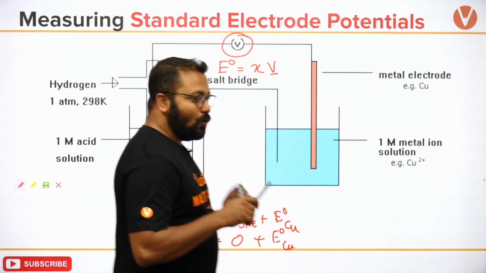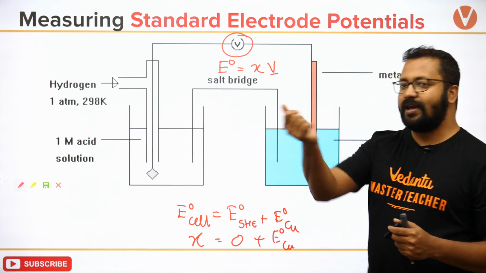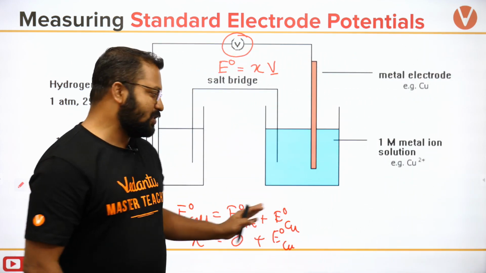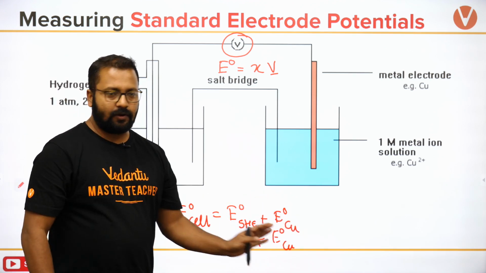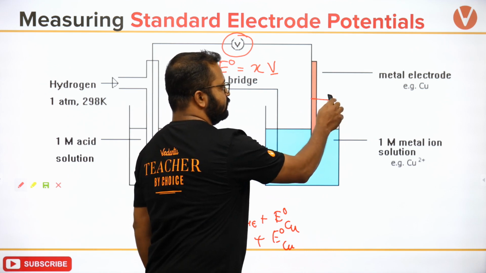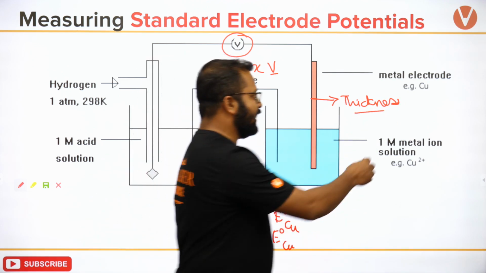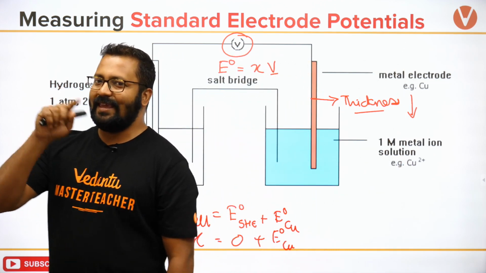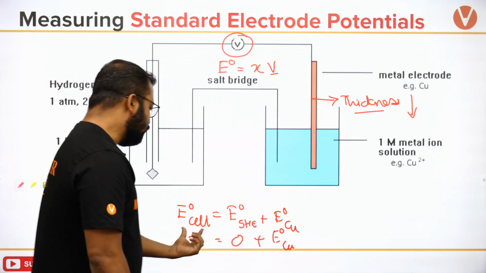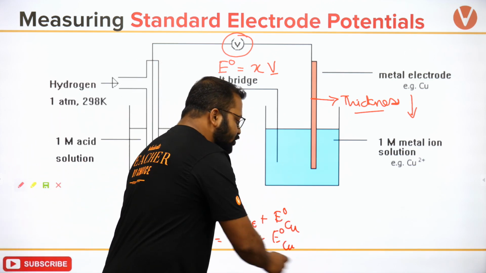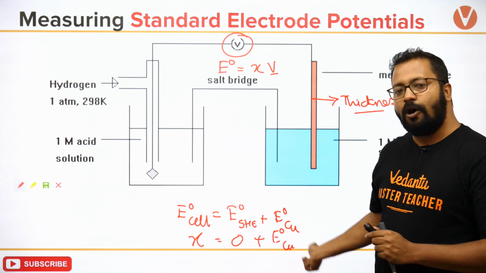Now it is important to know whether this is undergoing oxidation or reduction. How would I know that? I have not written whether this is undergoing oxidation or reduction, or the other way around. How would I do that? I will measure the thickness. If the thickness decreases, that means oxidation of this electrode is happening, and whatever I have measured is the oxidation potential for copper. Is that understood? Whatever I am measuring involves oxidation of copper.